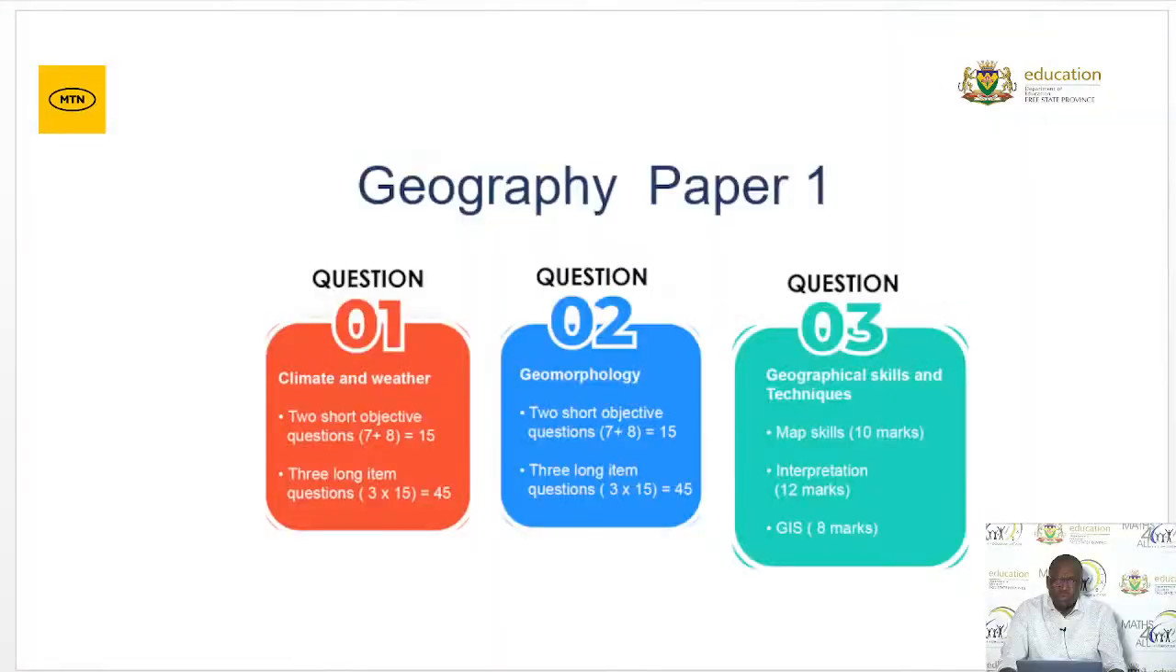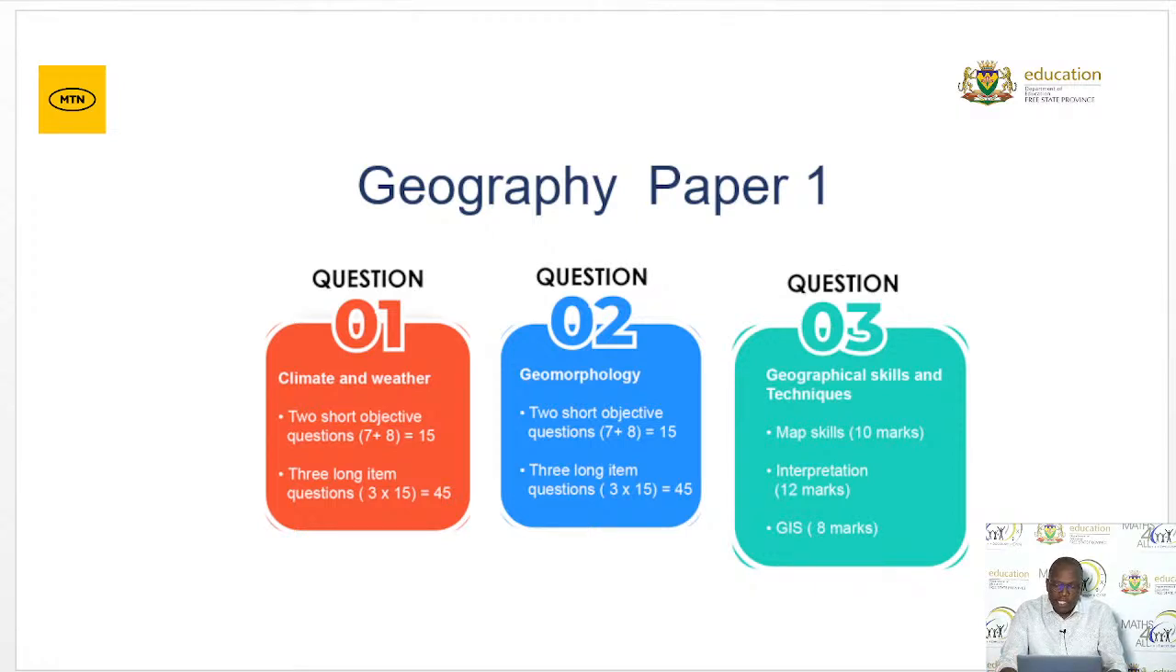And then Question 2 has the same structure but different topics. We have geomorphology. It's also divided into 2 short objective questions, 7 plus 8, which is 15 marks. Also in geomorphology, you must understand concepts. If you don't understand concepts, you won't be able to understand anything related to geomorphology. And then it's also divided into 3 long item questions, 15-mark questions each. So you must also be able to answer on concepts, explanations, discussions, and paragraph questions in those 15-mark questions.